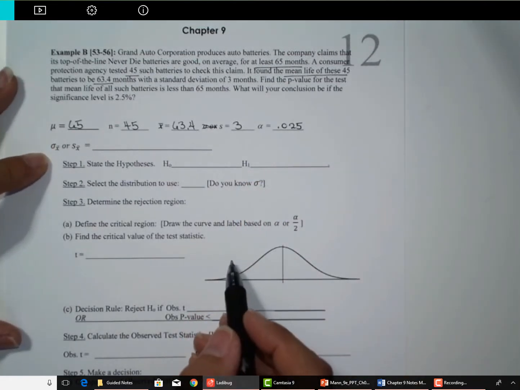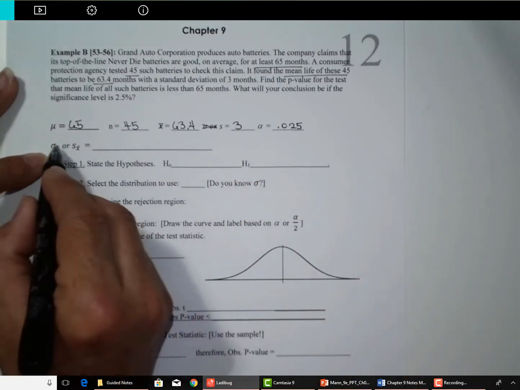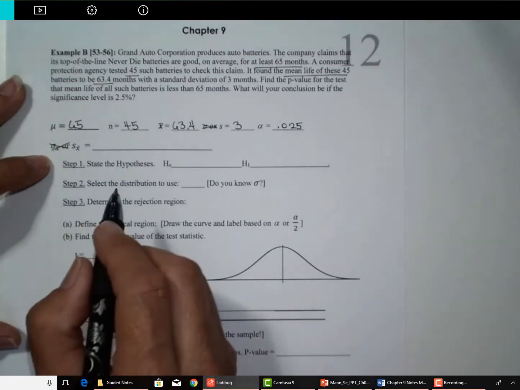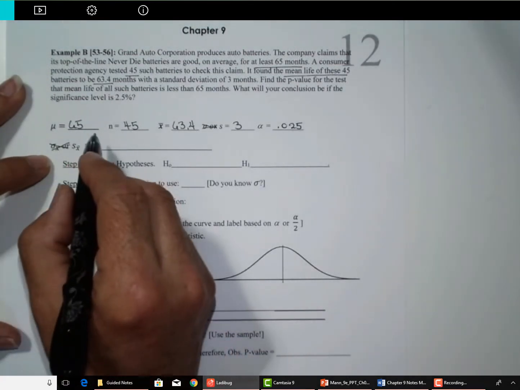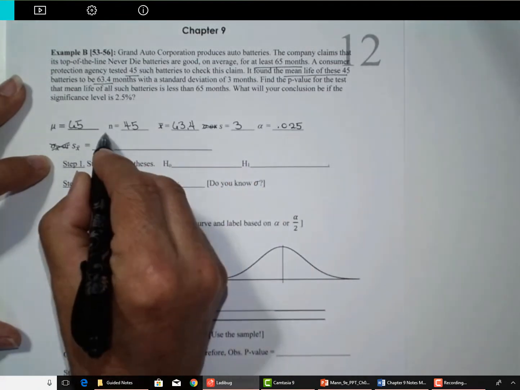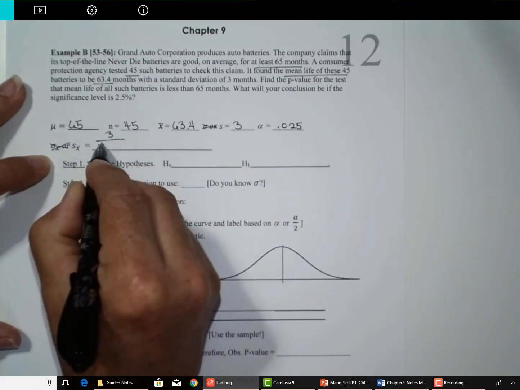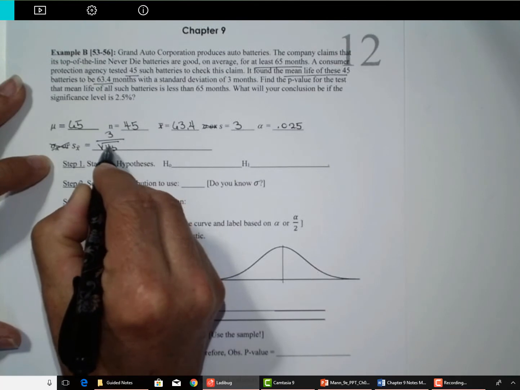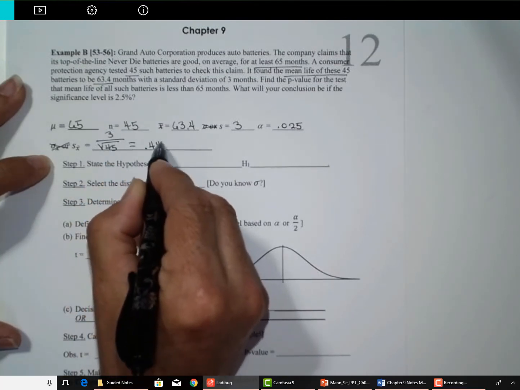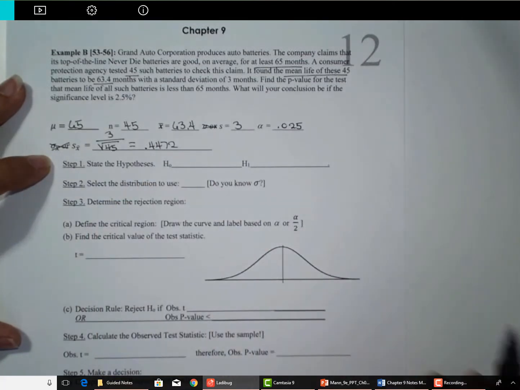We're going to go ahead and do our calculation for the standard deviation that we need for the t-table, and that's going to be the standard deviation of X bar. The way we do this is we take the sample standard deviation and divide it by the square root of the sample size, and we come up with 0.4472. We will go to 4 decimal places again.